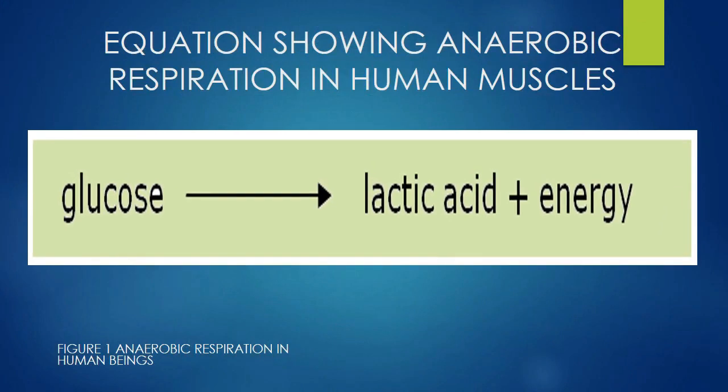This is the equation showing anaerobic respiration in human muscle cells. Glucose gets converted directly into lactic acid and releases energy. It happens due to the lack of oxygen in the muscle cells.